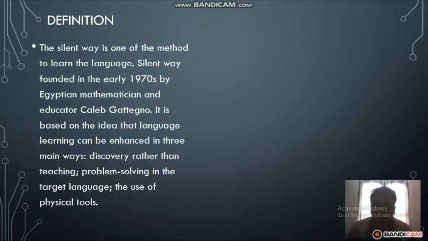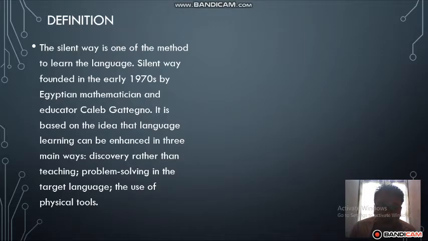The silent way is one of the methods to learn a language. The silent way was founded in the early 1970s by Egyptian mathematician and educator Caleb Gattegno. It is based on the idea that language learning can be enhanced in three main ways.